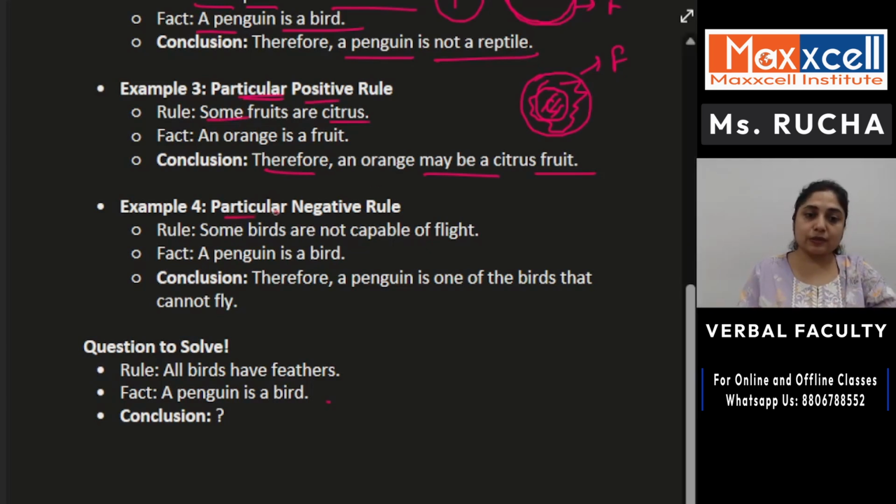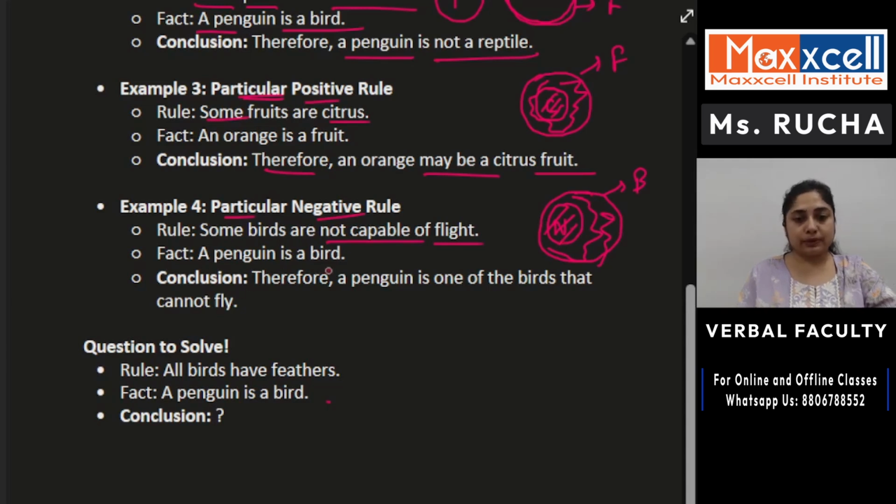All right. This is the particular negative rule. Some birds are not capable of flight. Okay, birds. This is the circle of birds, right? Some of them are not capable of flight, whereas others are capable of flight. This is others are capable of flight, but these birds are not capable of flight.